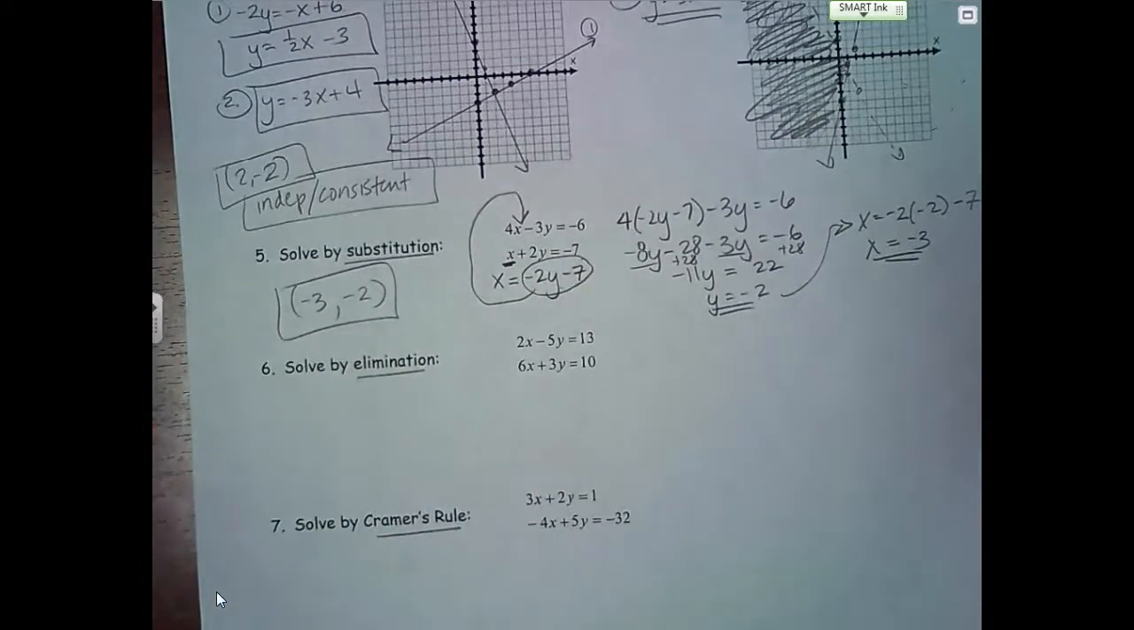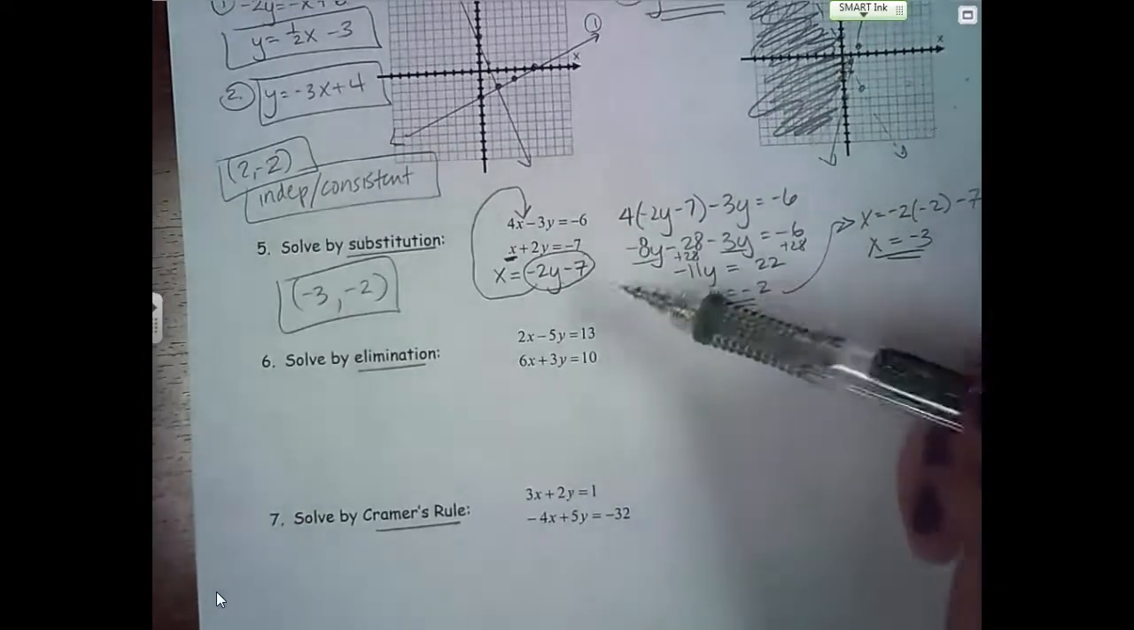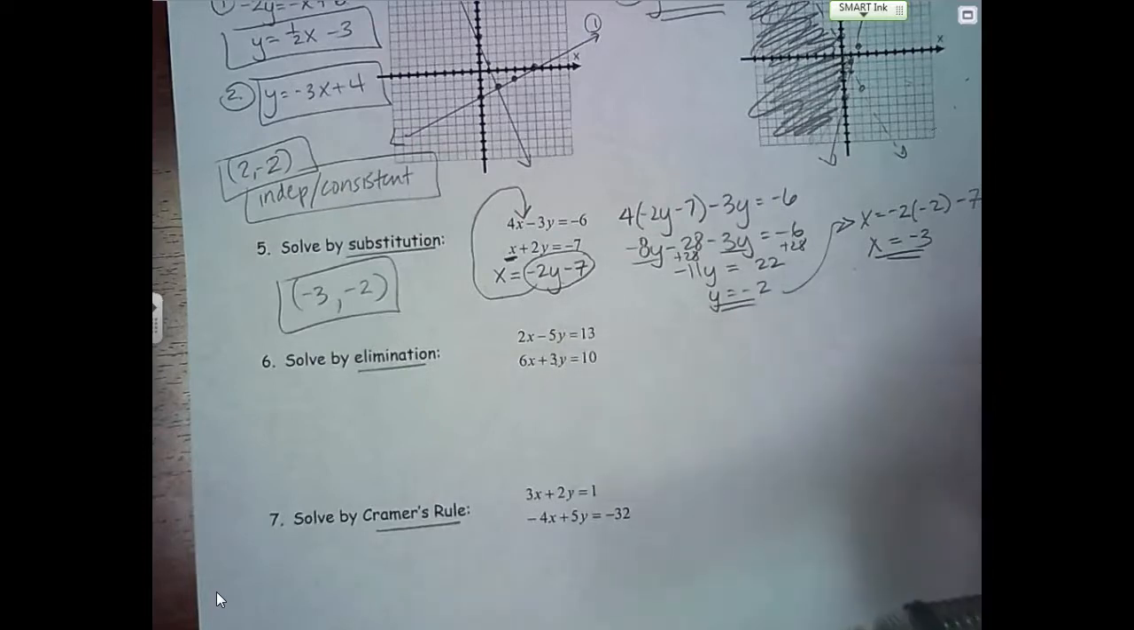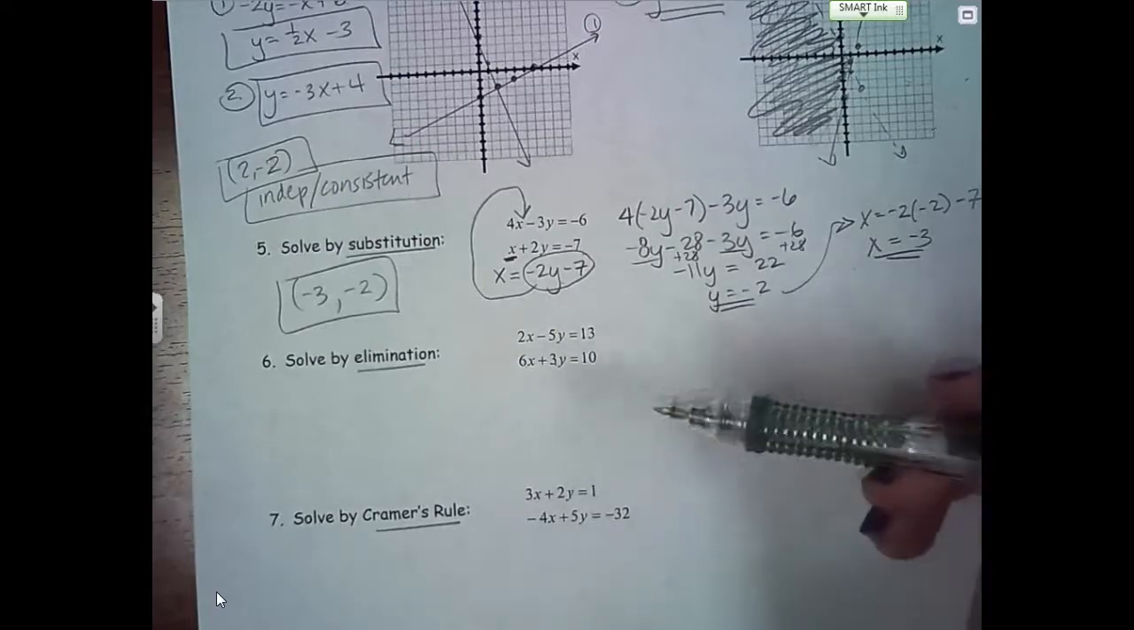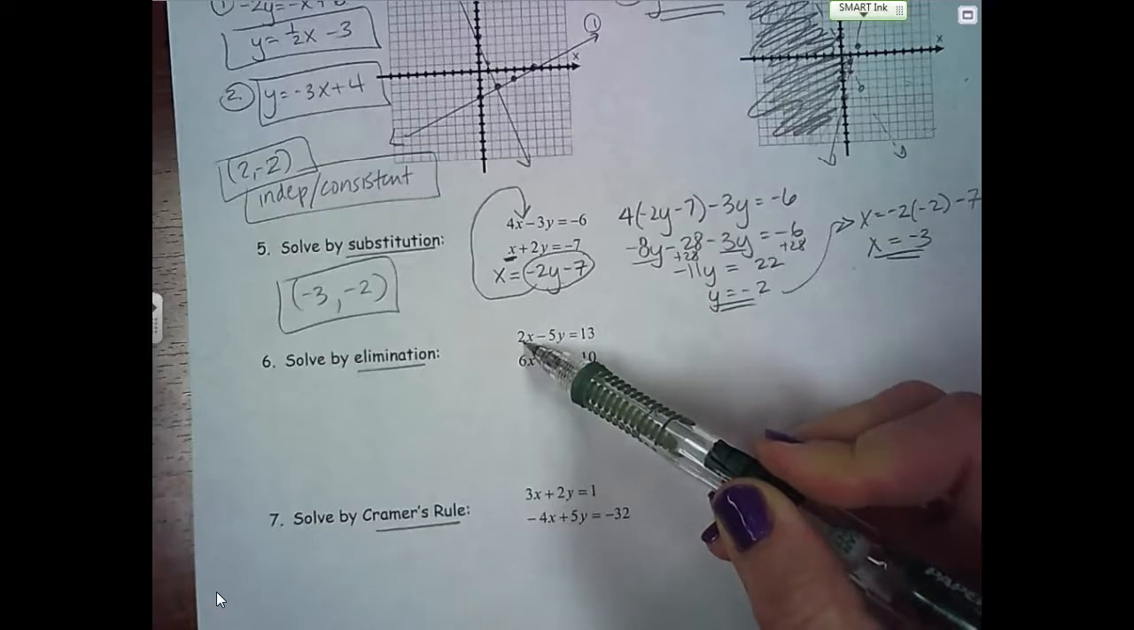Right, the next one is solved by elimination. That's where you want to eliminate a variable. Well, if you take a look, remember they have to be the same coefficient. So 2 and 6, 5 and 3, nothing works. So what I'm going to do is choose to get rid of the x's, because if I multiply this by negative 3, they will become negative 6. So that's the fastest way.